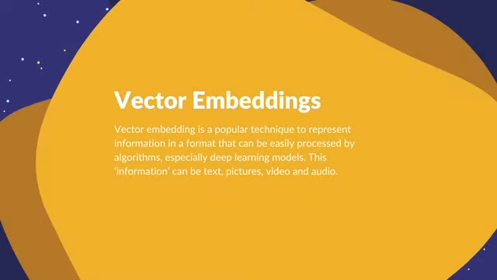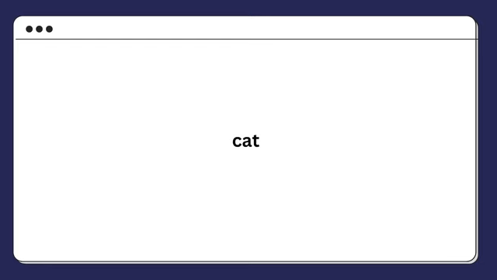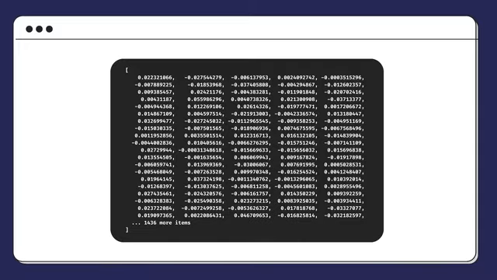So a vector embedding is essentially a popular technique to represent information in a format that can be easily processed by algorithms, especially deep learning models. This information can be text, pictures, video, audio, and a bunch more. What I mean by this is that we can essentially take the text of cat and turn it into a representation that computers can understand that holds semantic meaning about the word. Okay, so all these little numbers essentially represent the word cat. Great, right? But how does this help a computer?